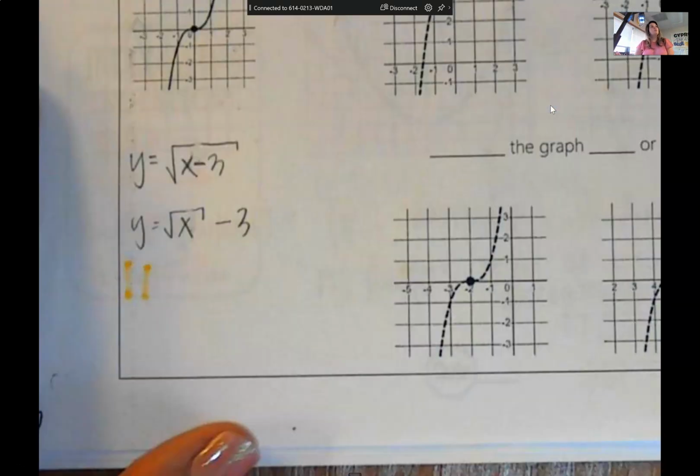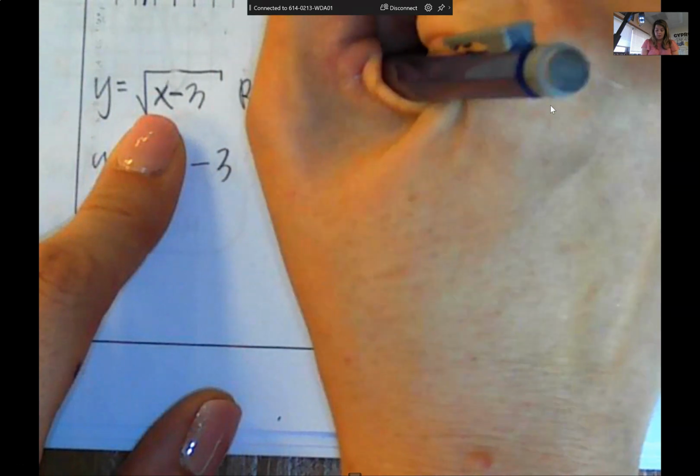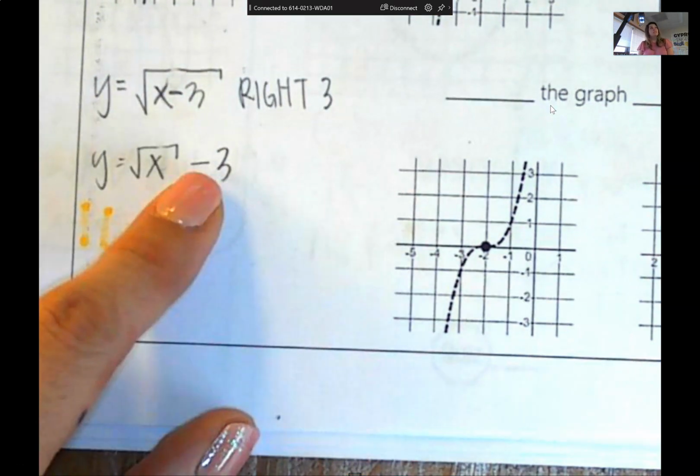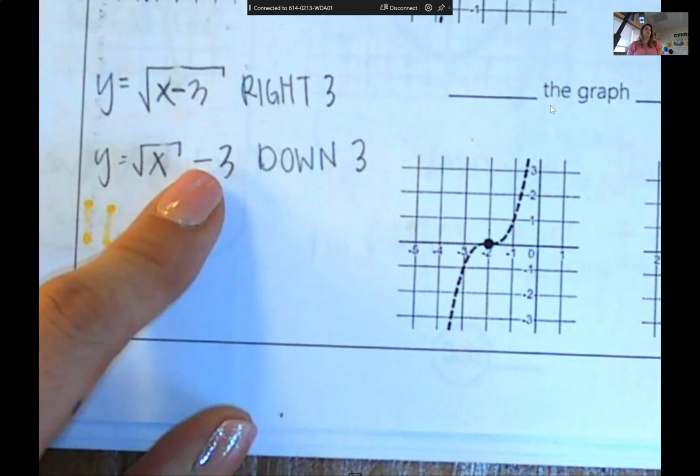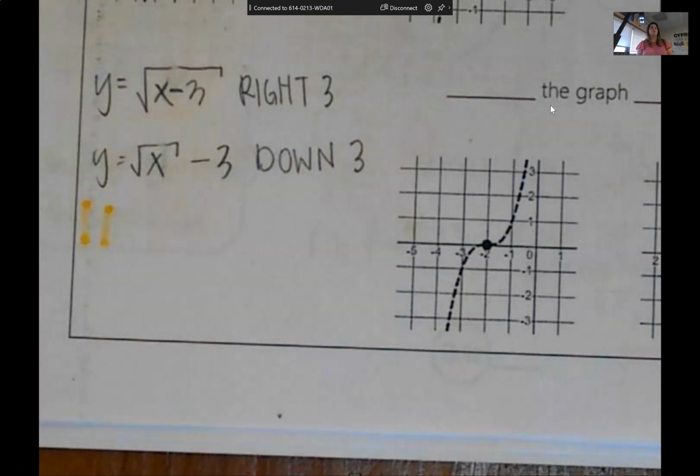Okay, so the top one, make sure that you understand that because it's trapped with the x, you're not going left -3, you're going right 3. But because this one is not trapped with the x, that means that you took the root function and moved it down 3. So if the number is written in with the x, that means you move it on the x-axis left or right, but you have to do the opposite. If it's not trapped with the x, it's an up-down, and it's exactly what you see.